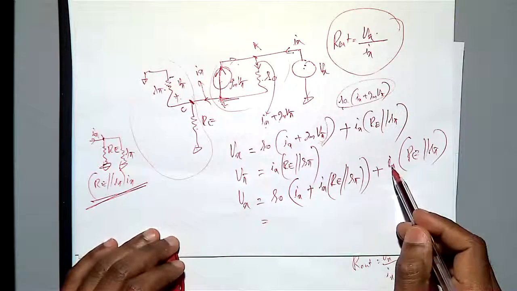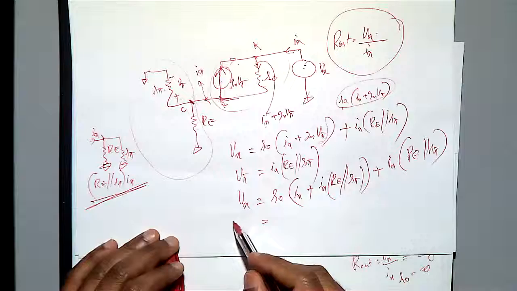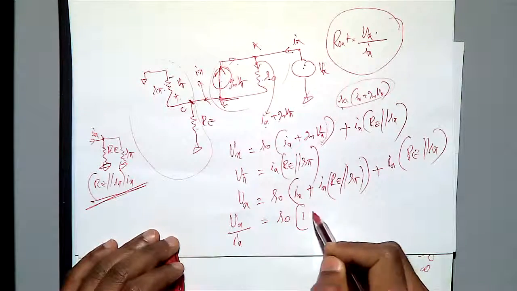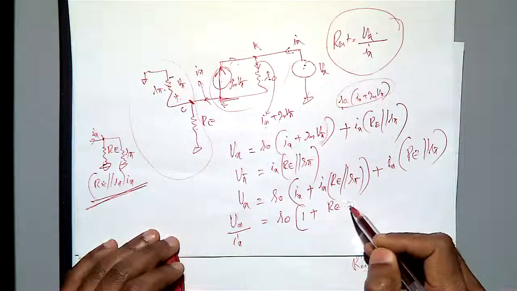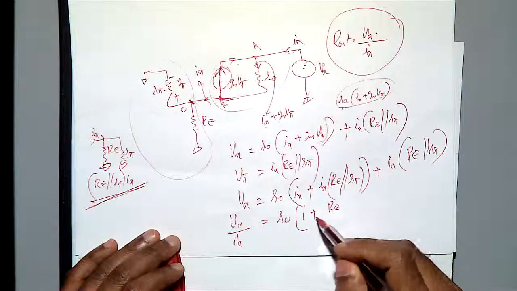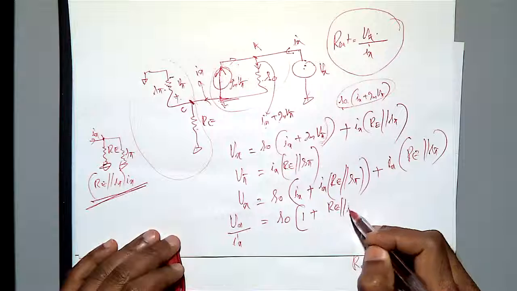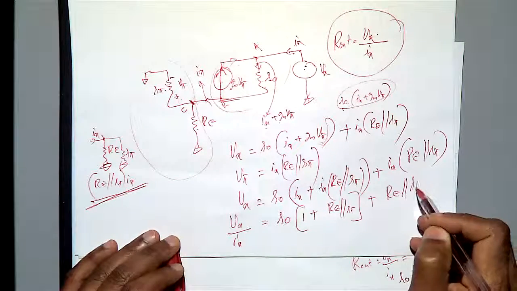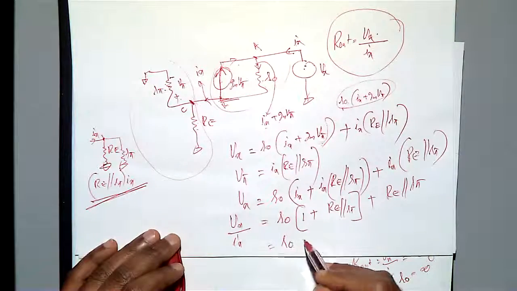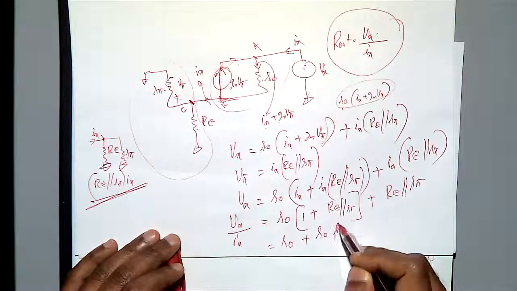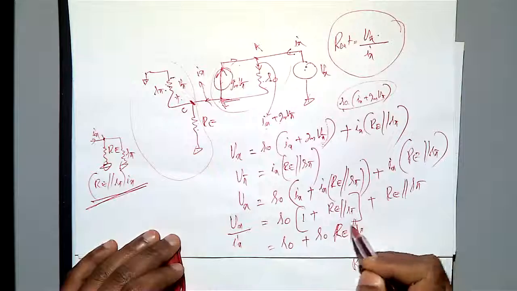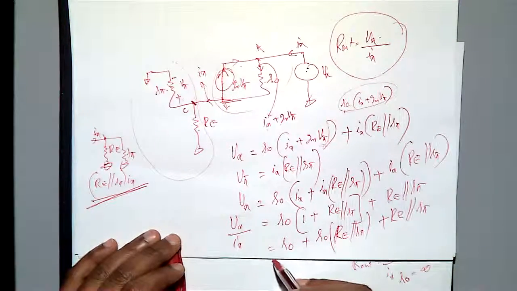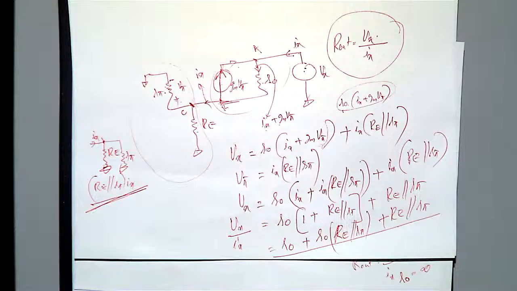Then you can take Ix out from here. So I get Vx by Ix, which is equal to Ro into 1 plus Re parallel R pi plus Re parallel R pi. Then it will become Ro plus Ro into capital Re parallel R pi plus capital Re parallel R pi. See, so this is the expression.